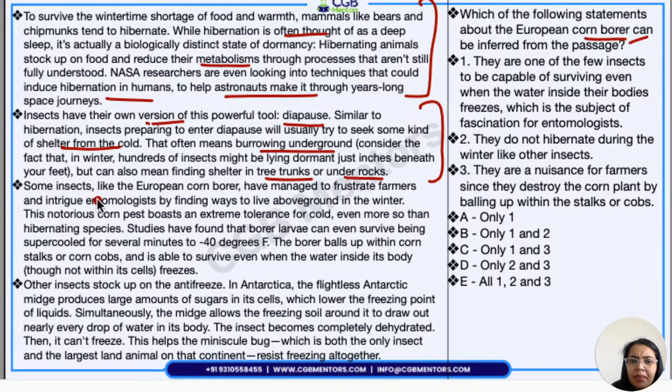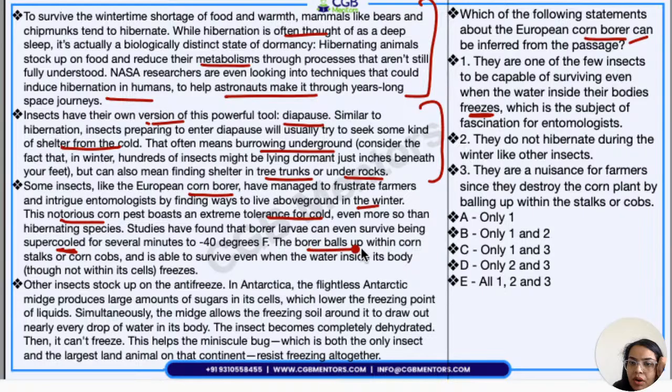Okay. Some insects like the European corn borer, जिसके बारे में question है, have managed to frustrate farmers and intrigue entomologists by finding ways to live above ground in winter. अब इन्होंने नया तरीका निकाल लिया. This notorious corn pest boasts an extreme tolerance for cold. So they are one of the few capable of surviving even when the water inside the body freezes, which is the subject of fascination for entomologists. You can see that is what is happening here. Okay. Again, थोड़ा और आगे पढ़ते हैं. Studies have found borer larvae can survive being super cooled for several minutes.